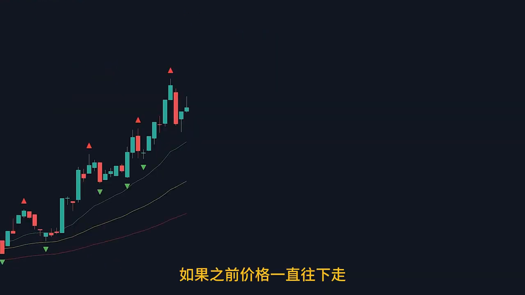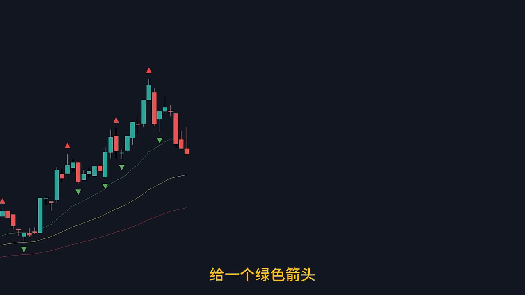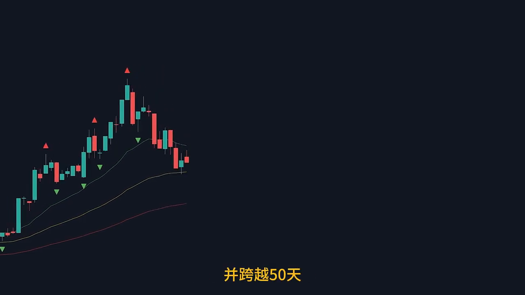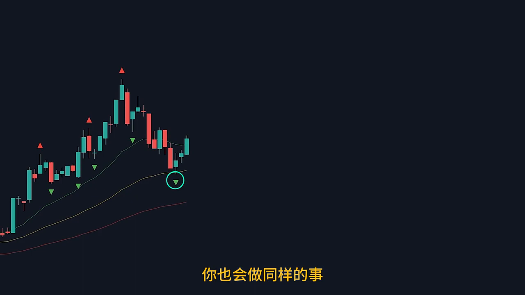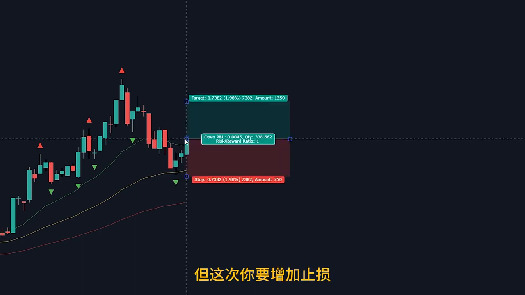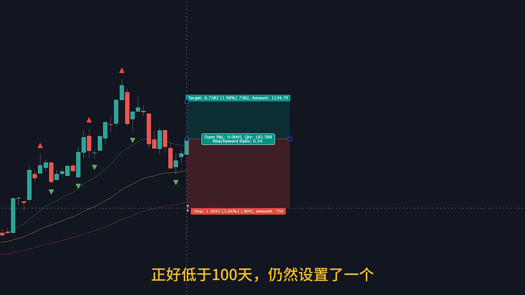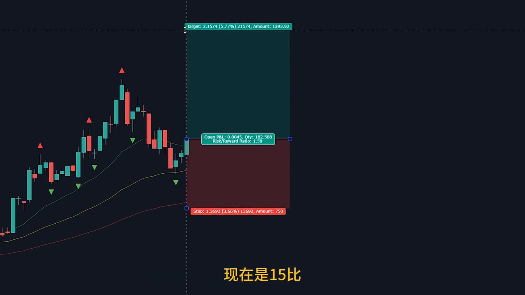If the price keeps moving down before the Williams Fractal gives a green arrow and crosses the 50-day, then gives a green arrow, you're going to do the same thing and enter the trade here, but this time you're going to add a stop loss right below the 100-day and still set a 1.5 ratio.